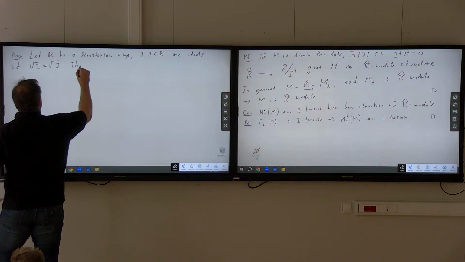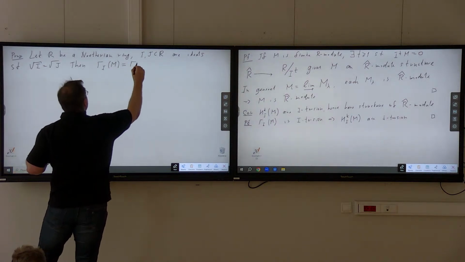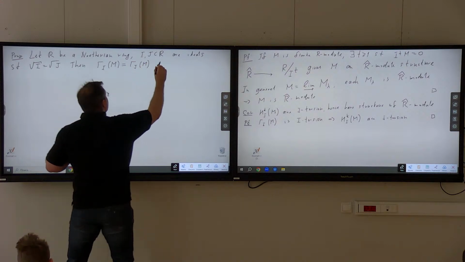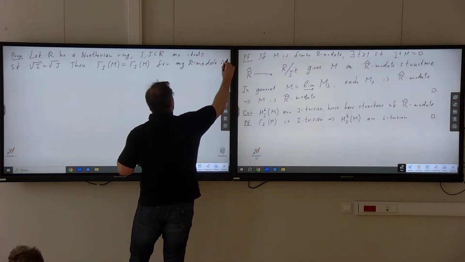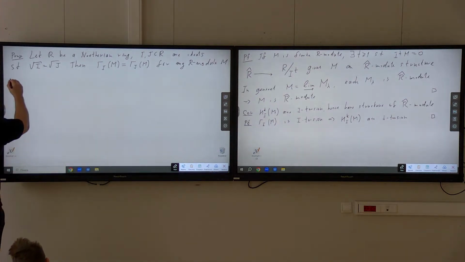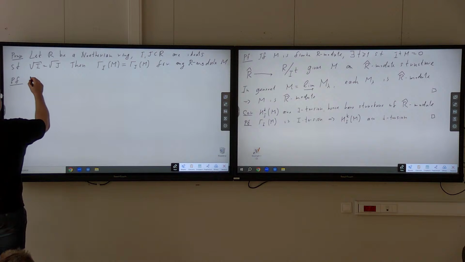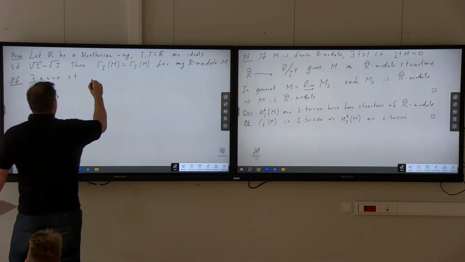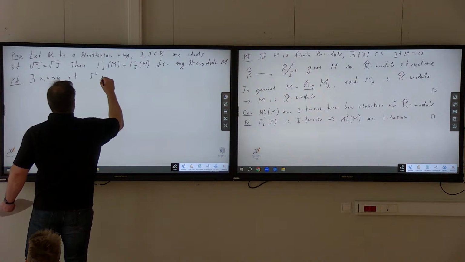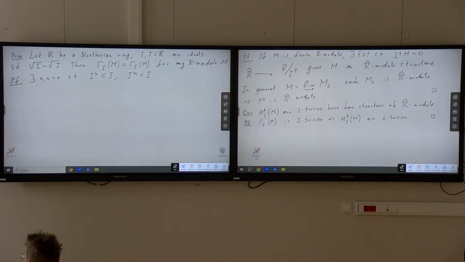So then gamma sub I of M is the same as gamma sub J of M for any R module M. Well, I will say the following: there are positive numbers n and m such that the n-th power of I is contained in J, and the other way around, for m. Okay, I think this is clear.